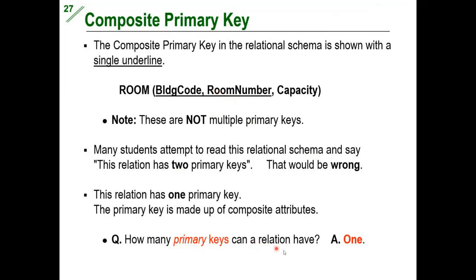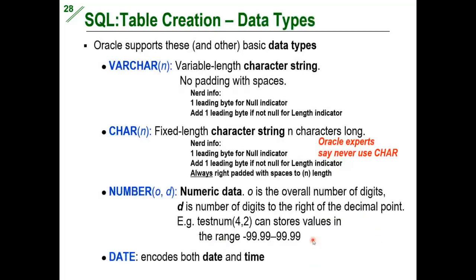So in this case, how many primary keys can a relation have? Always one. Every table must have one primary key. It can be either a one-column primary key or a multiple-column composite primary key. Okay, so remember that. That's very important.